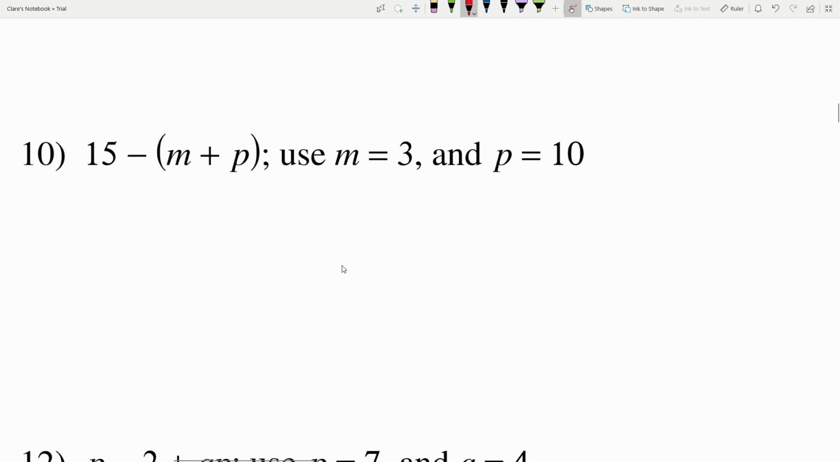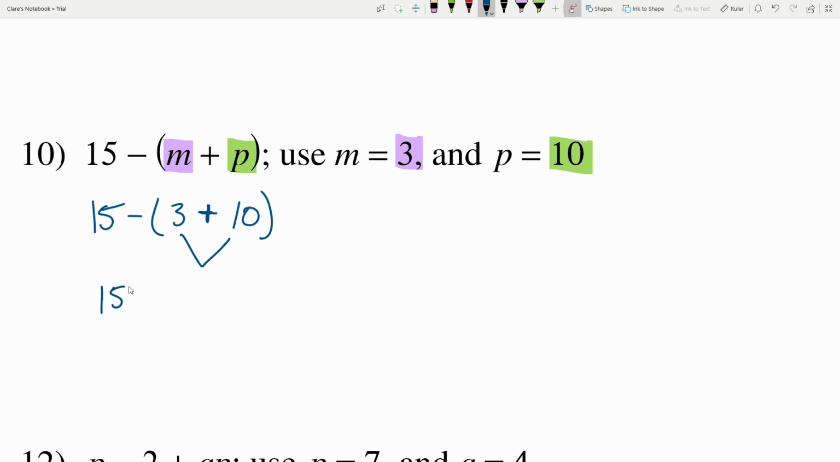In number 10, 15 minus m plus p, where m is 3 and p is 10. So m equals 3 and p equals 10. I'll get 15 minus m, which is 3, plus p, which is 10. Now because I have parentheses, that's going to come first. 3 plus 10. So I'll get 15 minus 13, and 15 minus 13 equals 2. 2 is my solution in number 10.